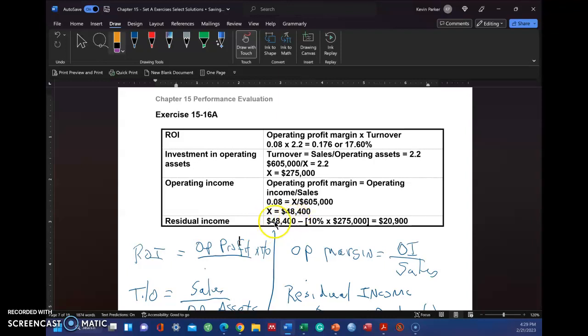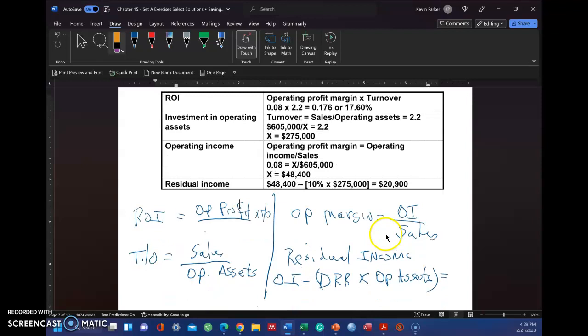So our residual income is 48.4 minus the desired rate of return, which was 10%. So 10% times 275, our operating assets. You do the math and you get 20,900. So that's residual income after our desired rate of return is calculated. And that's it. So back to where we started.